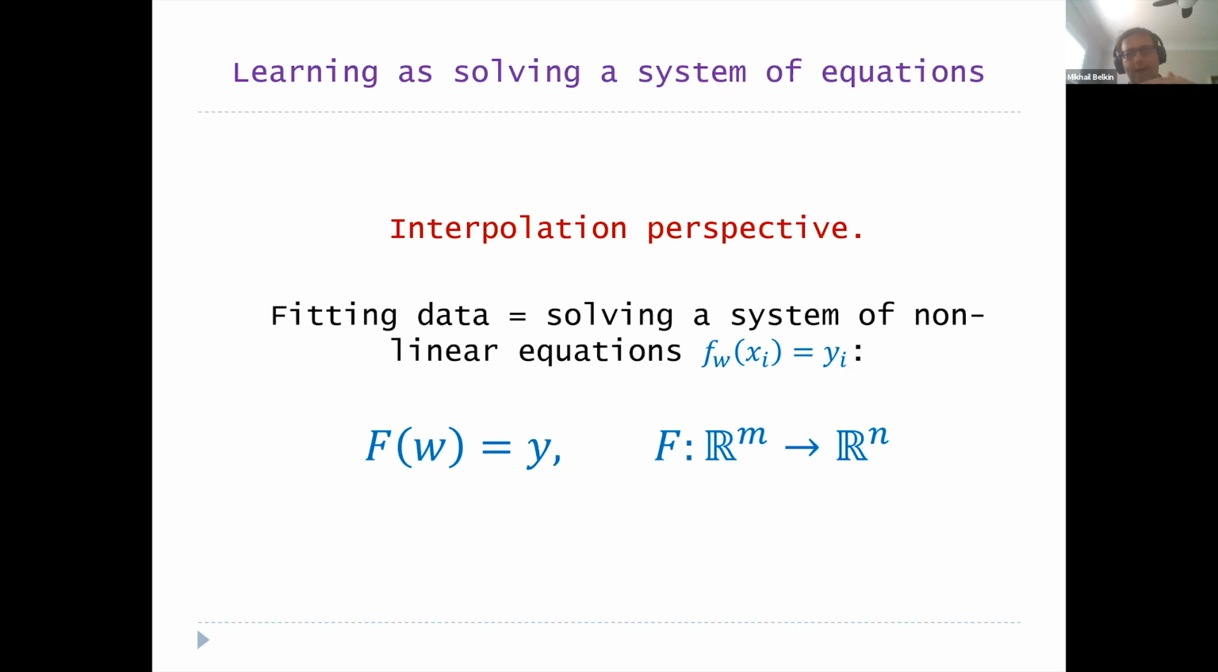Now, if I aggregate all of these into a system of equations, I have f of w equals y, where y is a vector of labels, and f is a map from the space of parameters to the outputs on those data points. I'm suppressing the x_i's in this notation. So you can see f is a map from R^m to R^n. m is the number of parameters, n is the number of data points.